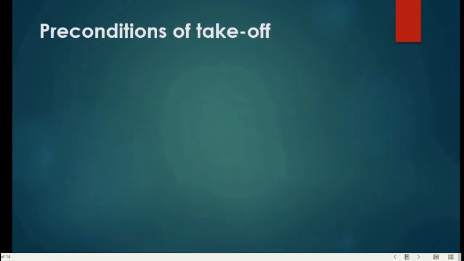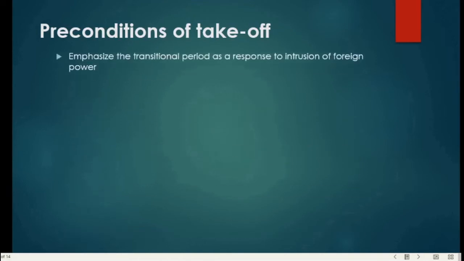Okay, so I have taken some examples from Rostow about what he means by the preconditions of takeoff. He really emphasizes the transitional period as a response to intrusion of a foreign power. In his argument, it has to be a foreign influence that comes in, like a market or a foreign power that makes people want to change.